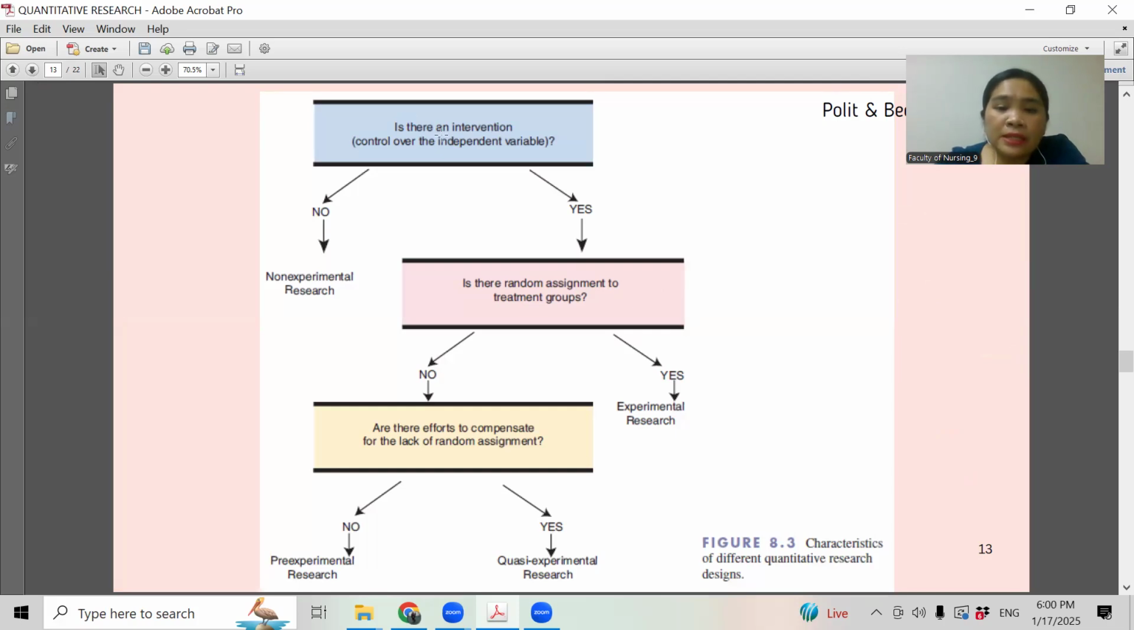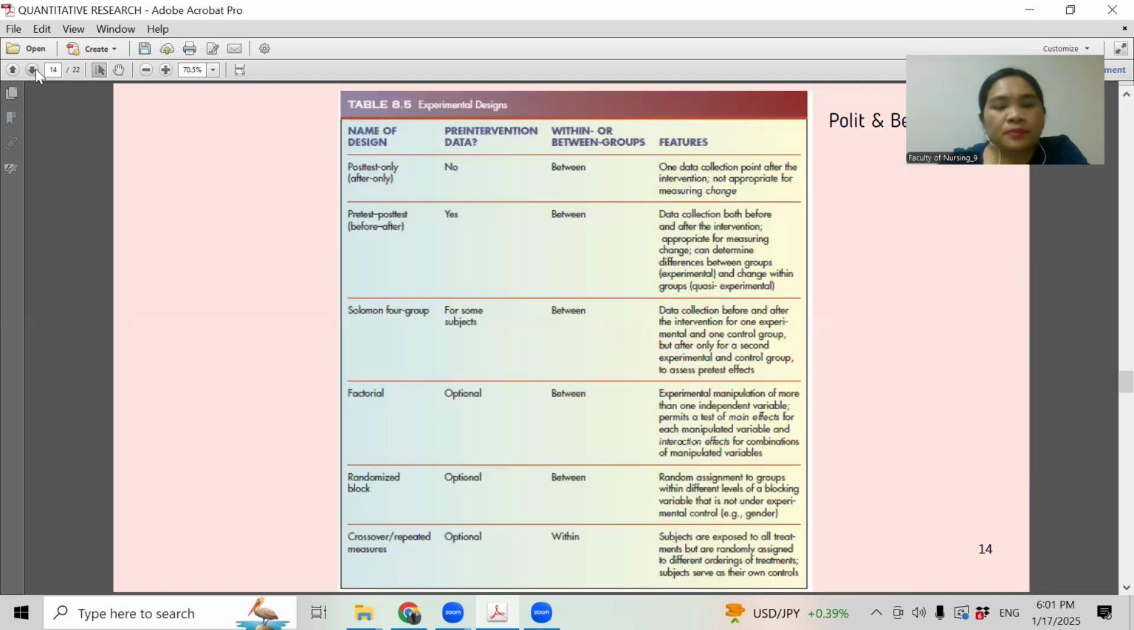Is there any intervention? If yes, it will be divided into experimental and quasi-experimental. Is there any effort to compensate for the lack of randomization? And we call it pre-experimental. Is there no intervention? Then we call it non-experimental, including descriptive and also correlational.